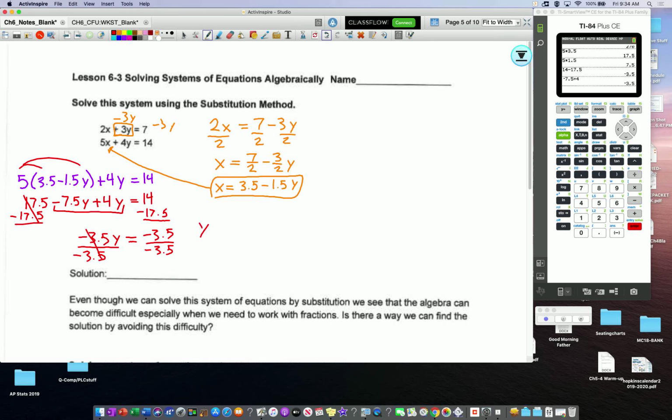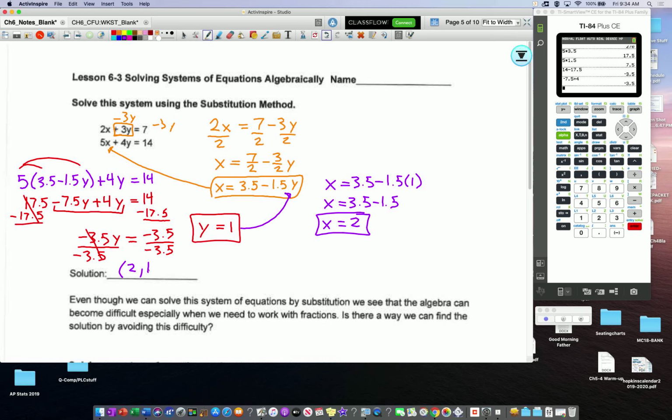When they're the same, lo and behold, all that work to get y equals 1. Now at least what's nice is I can plug it in right there to get x. x equals 3.5 minus 1.5 times 1. Well, that's just 3.5 minus 1.5. 3.50 minus 1.50 is just 2. Hey, we got the answer. The answer is (2, 1).